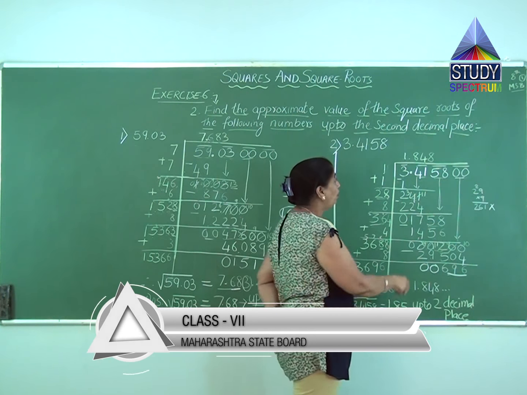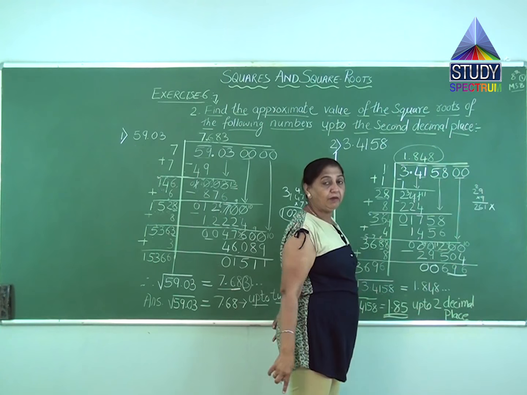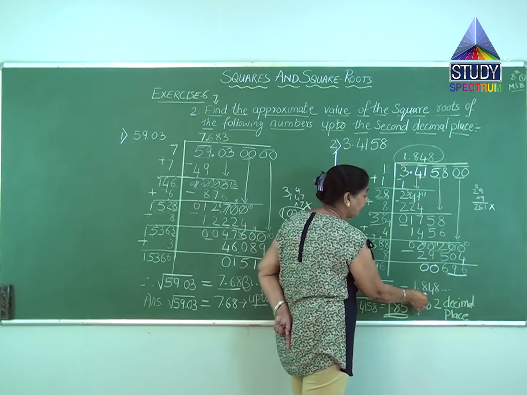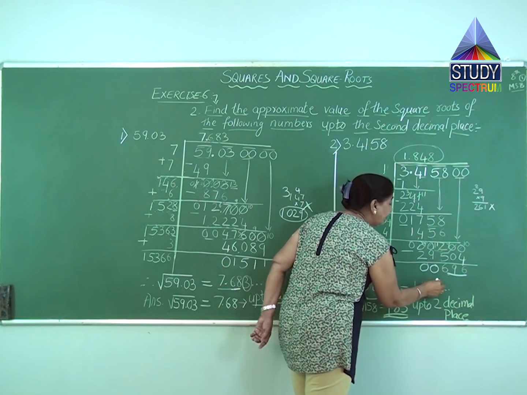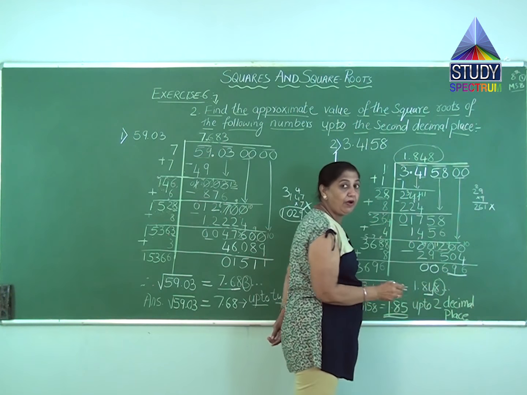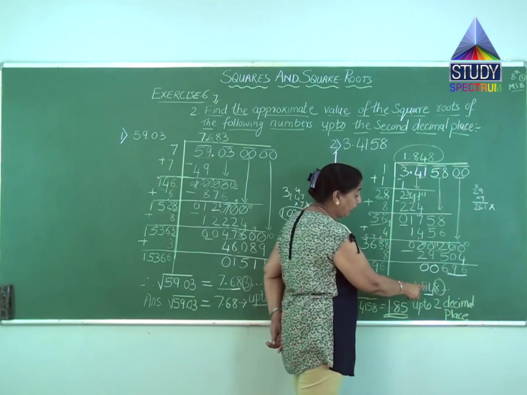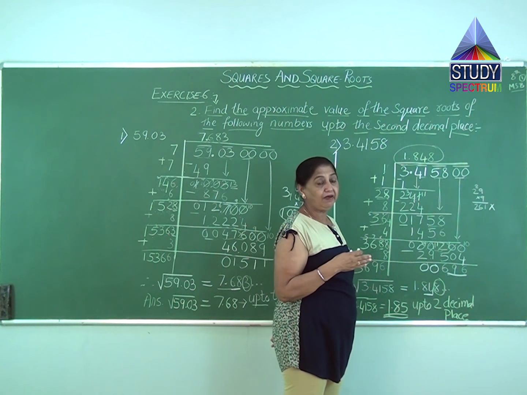So root of 3.4158 is 1.848, right? But we have to write up to the second decimal place. So what I told you, you have to consider the third number. Now here the third number is 8, which is greater than 5.